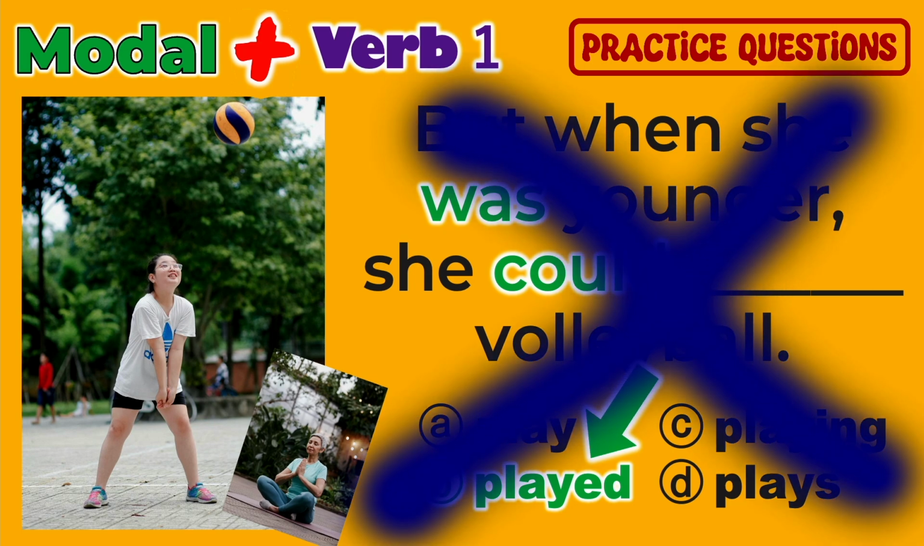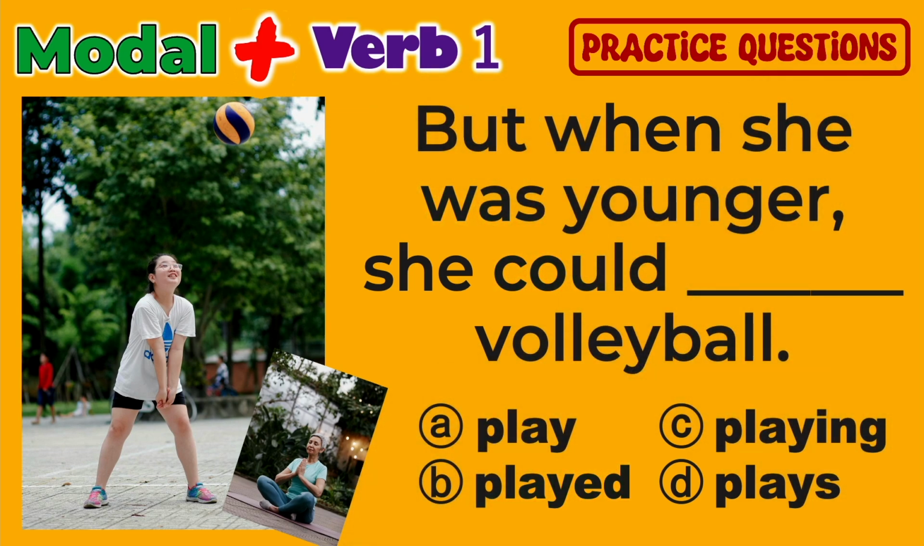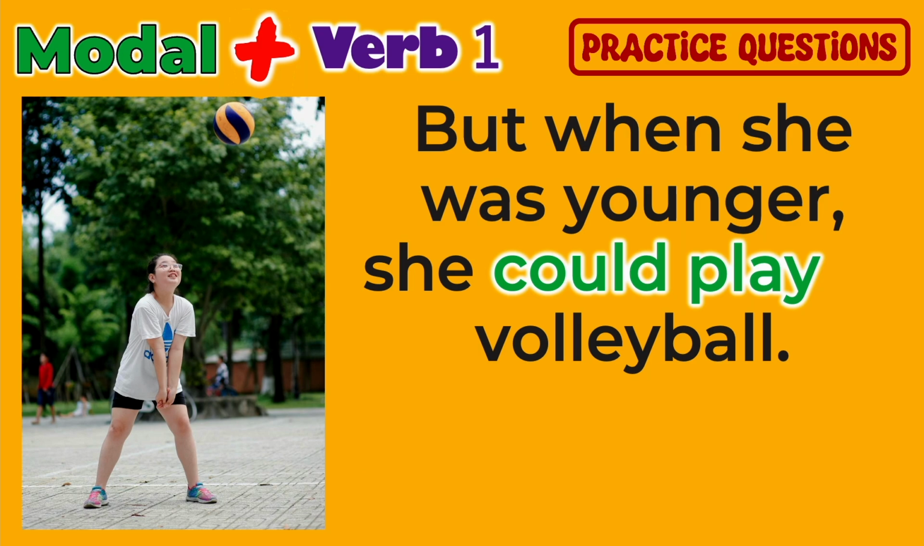No way. Wrong answer. Kind of good thinking. We always have to think about time in English, but it's not the right answer. Was does not control this sentence. The past does not control this sentence. The control of the sentence is from the word could, and could is a modal verb. If we have a modal, we must have verb 1, and verb 1 is play. That's the right answer.